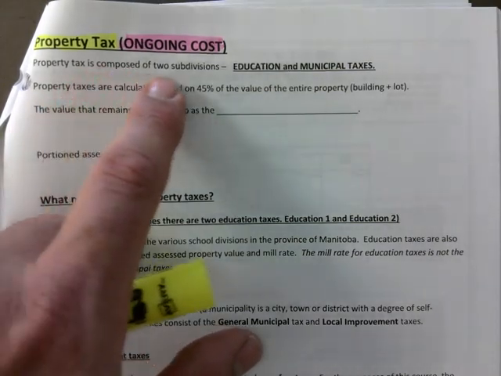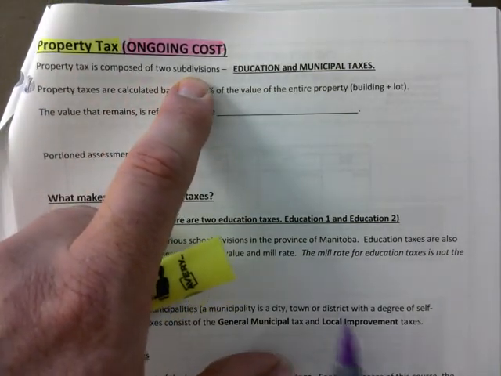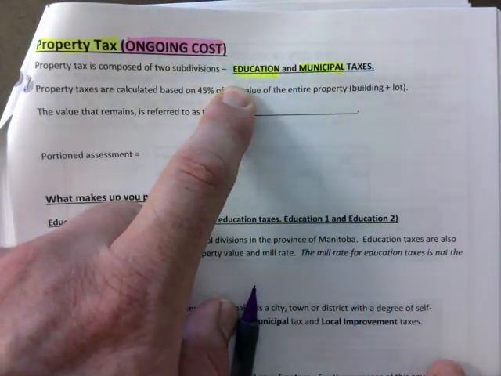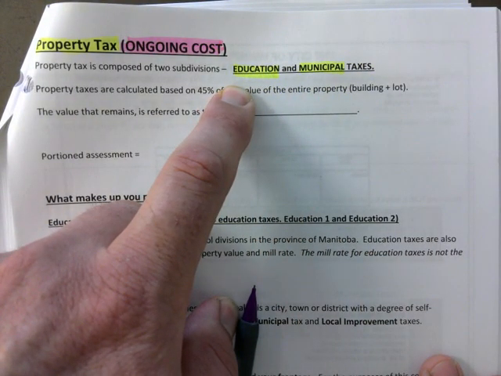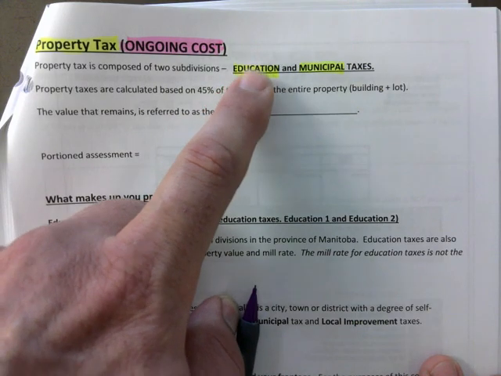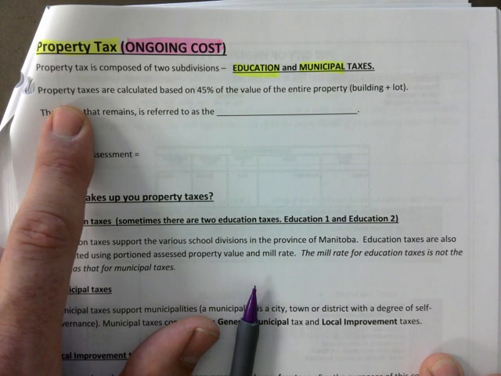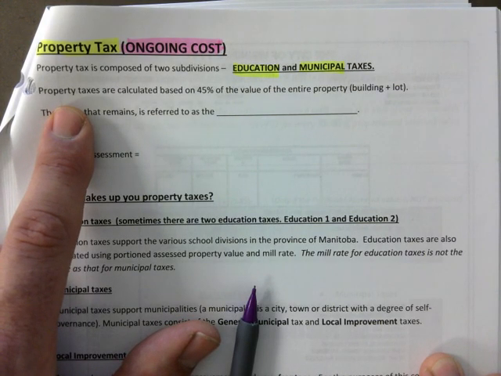Property tax is composed of two subdivisions. There's education and municipal taxes. Whether you live in rural Manitoba or in the city, you're paying both taxes. Farmers don't pay, I think, education taxes. I think farmers are exempt.